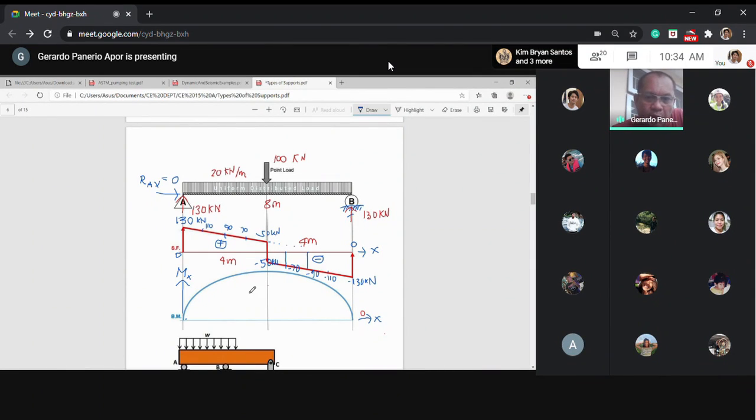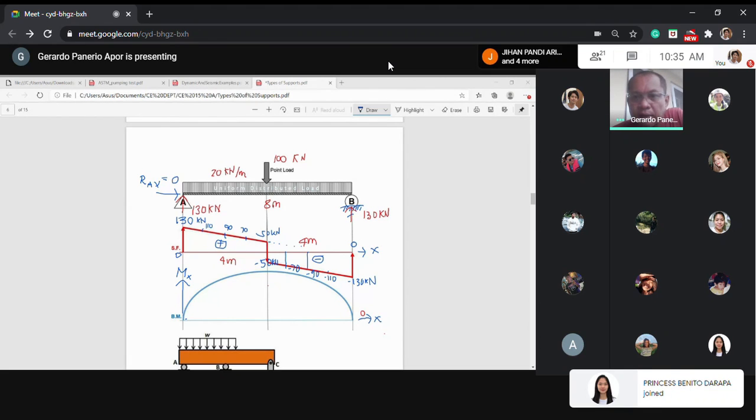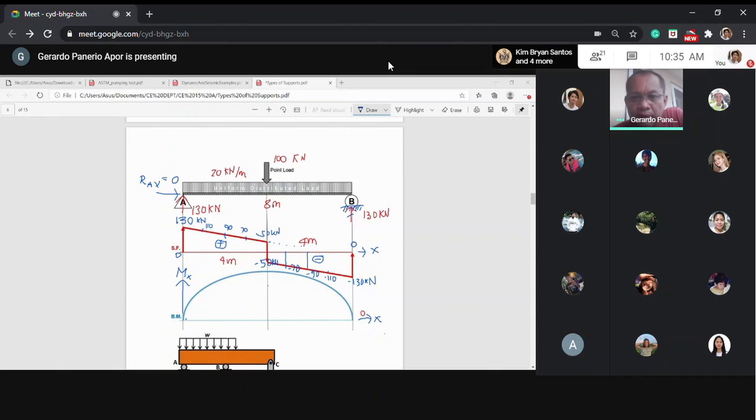So, any question about the shear diagram, class? Any question about the shear diagram? Miss Darapa, where have you been? Okay, class, naay question about the shear diagram? Basig na sayop ka? Wala, sir. Wala, okay na.